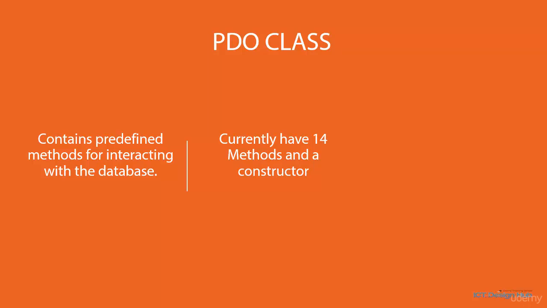It's a blueprint from which we can create objects, and this object will inherit or contain all the properties in the class. So we have a PDO class here that has 14 methods. When we create an instance of this PDO class, automatically we are going to have the 14 methods and also have access to the constructor. To create an instance of the PDO class, we make use of the new keyword in PHP.